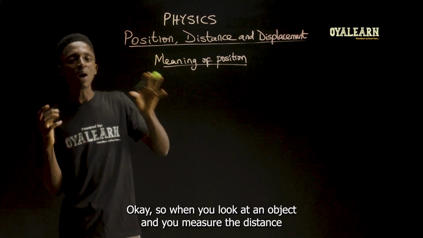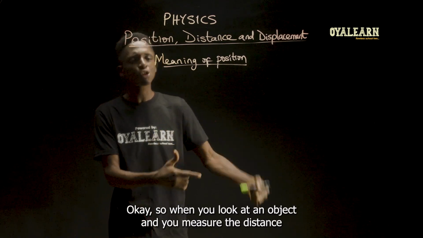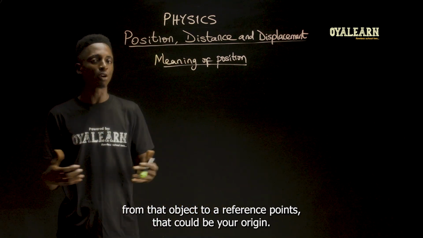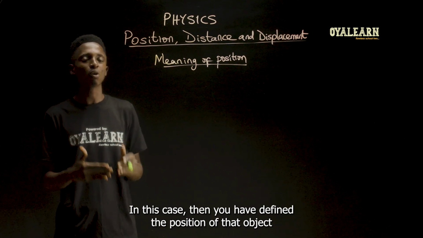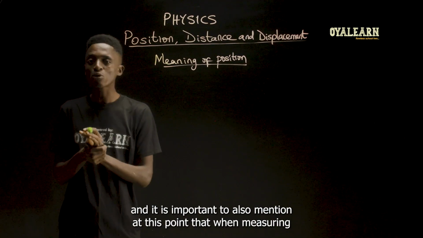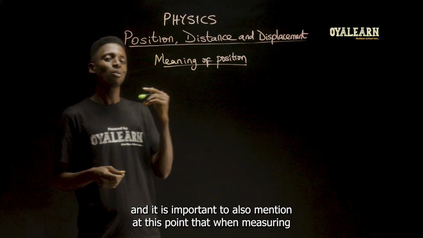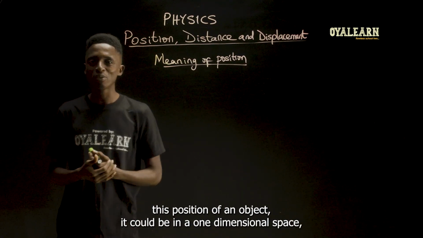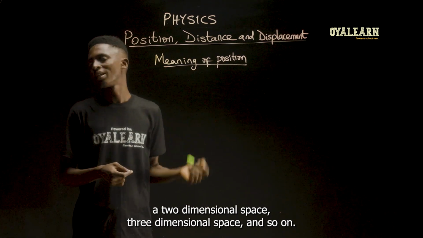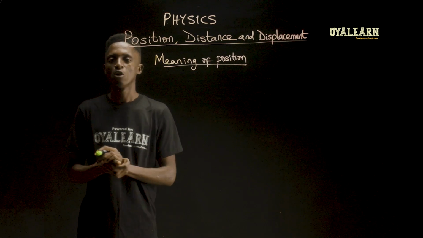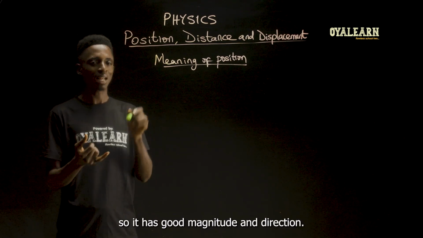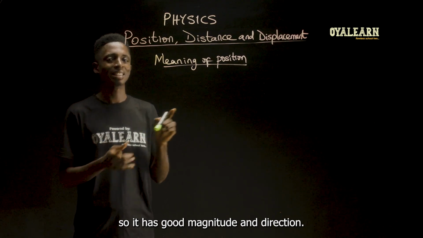So when you look at an object and you measure the distance from that object to a reference point, that could be your origin in this case, then you have defined the position of that object. And it's important to also mention at this point that when measuring the position of an object, it could be in a one-dimensional space, a two-dimensional space, three-dimensional space, and so on. So that tells you that it is a vector quantity. So it has both magnitude and direction.